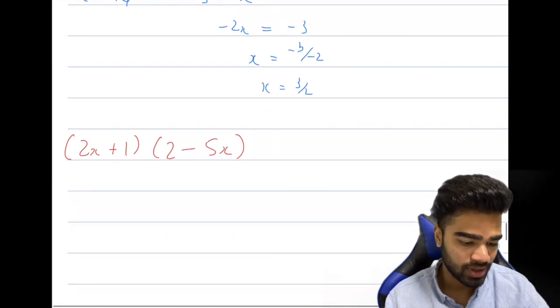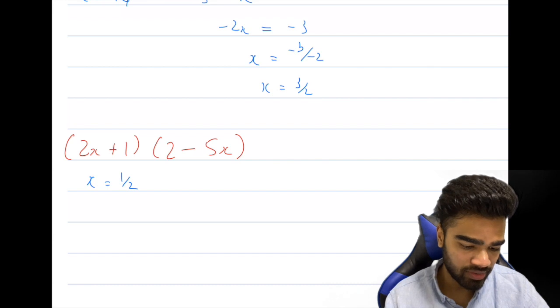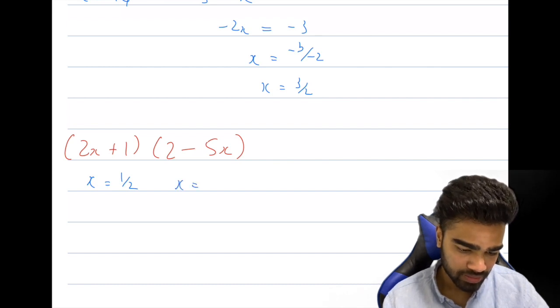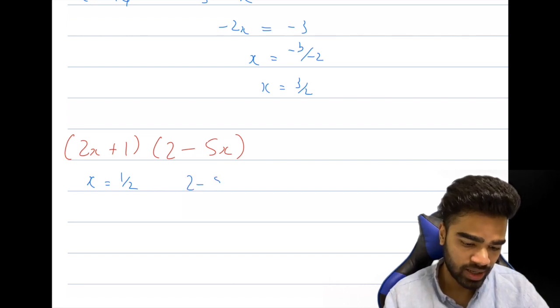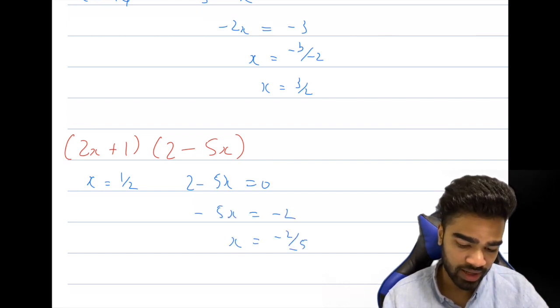Okay, boom. Next, this is equal to negative half, and x is equal to, you take 2 to the other side. So you make 2 minus 5x equal to 0. Negative 5x is equal to negative 2, x is equal to 2 over 5. That's it.